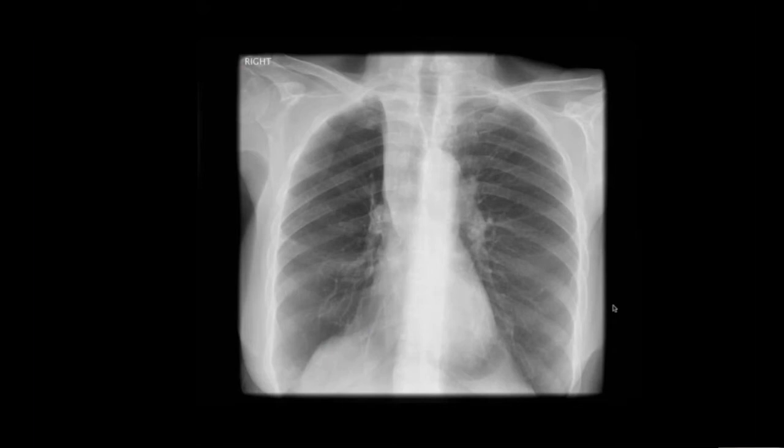On this radiograph, you can see there is homogeneous opacity with sharp margin forming a triangular shaped lesion in the right upper medial lung zone. This is in keeping with right upper lobe collapse.